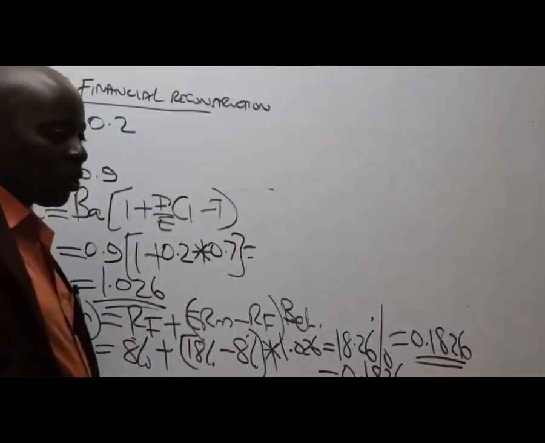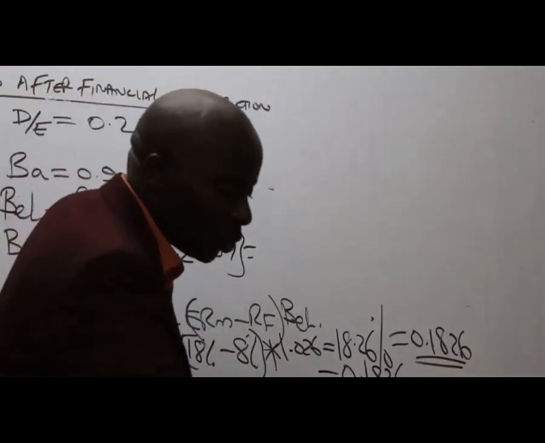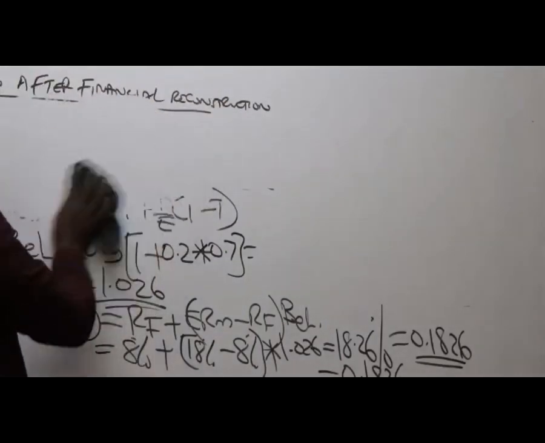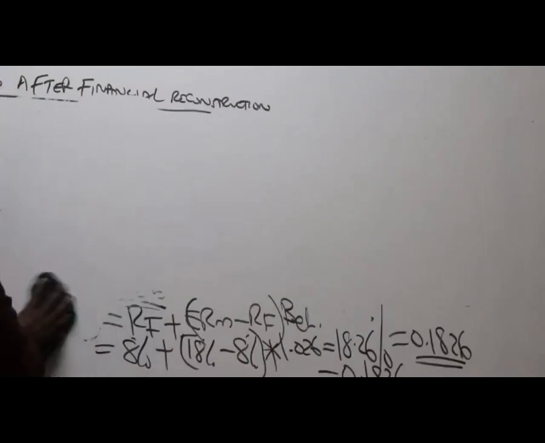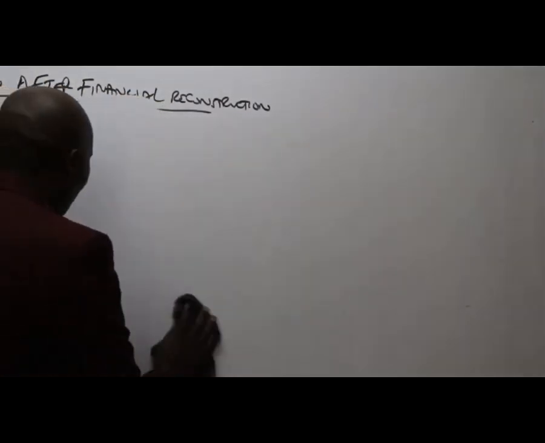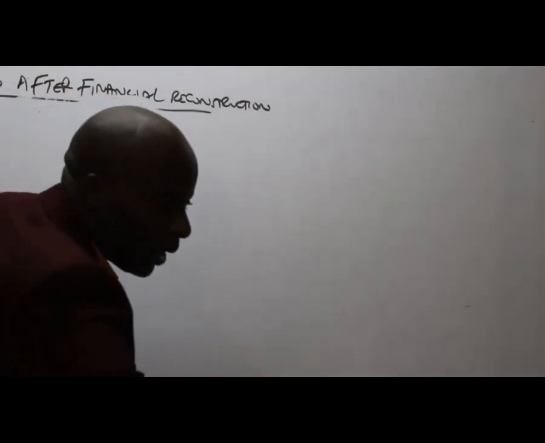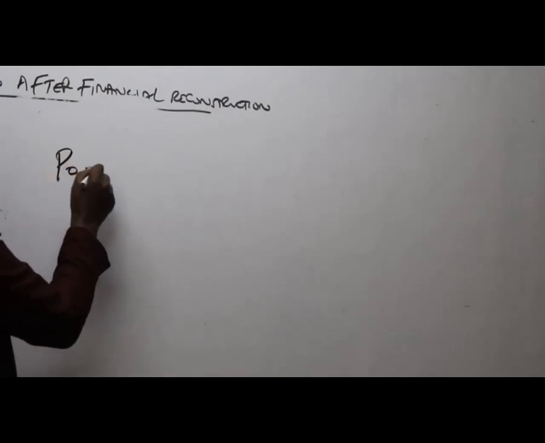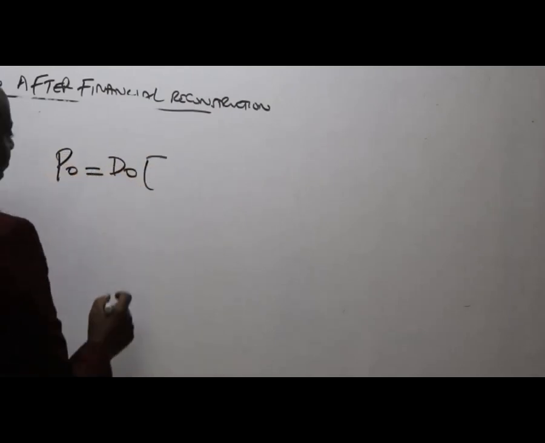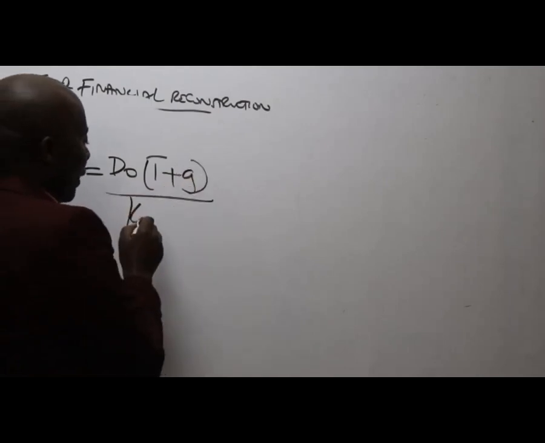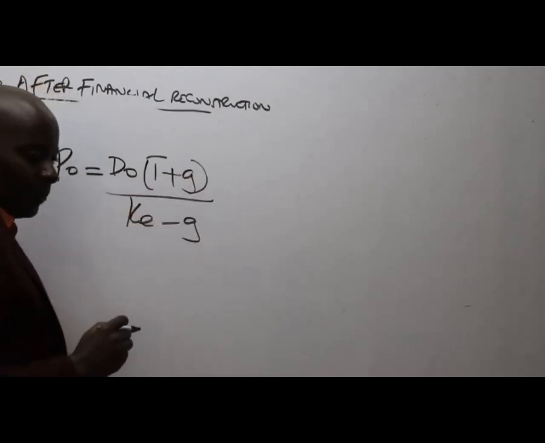So in this case here, what you're telling me, Mwalimu, is straight away come here and compute what here? Compute your PO. So my PO after financial reconstruction, remember the formula still stands, it's DO into 1 plus growth rate all over KE minus growth rate.